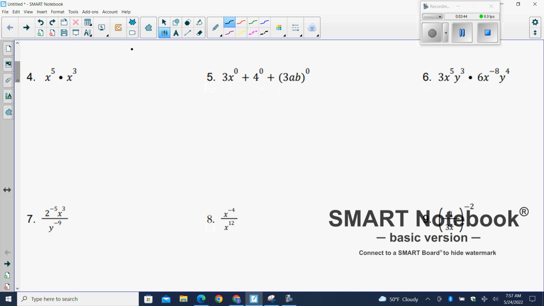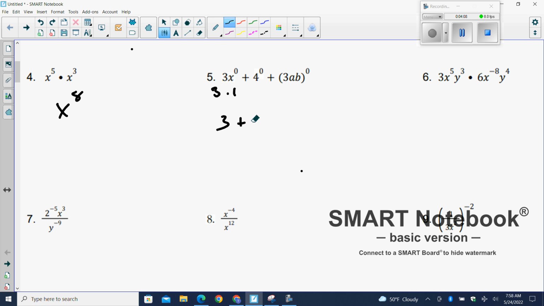Question 4, pretty straightforward. When I multiply like bases, I add the exponents, so I get x to the 8th. All right, question 5. That 0 does not apply to the 3. That x is the only thing being raised to the 0 power. So this becomes 3 times 1, which is just 3.